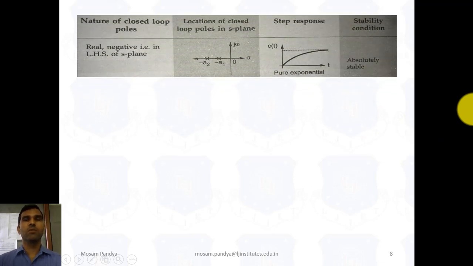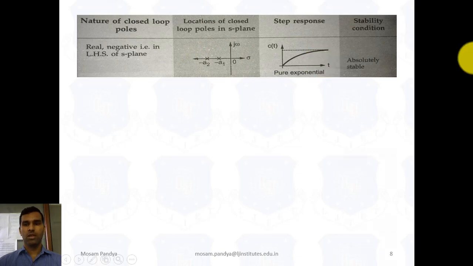Now by using this table we understand more about the stability of the system. Here the nature of the closed loop pole is a real negative pole in the left half of the s plane, that means on the left hand side. That is called a stable, or in other words absolutely stable system. This is the transfer function representation of that system, and it is a stable system if the poles are in the left hand side.